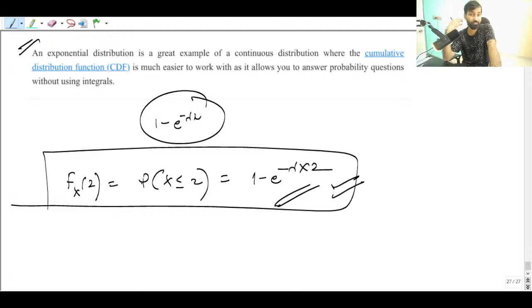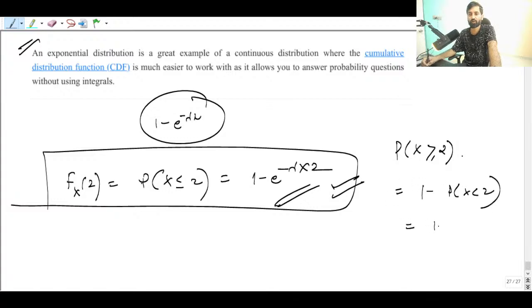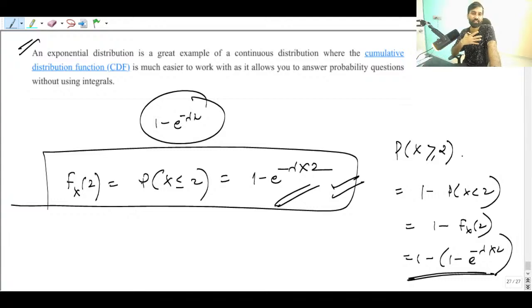Okay, so if the density function is given, right? If the density function is given and you have to compute, like suppose they are asking what is the probability of x greater than 2. So you can write this as 1 minus probability of x less than 2, right? So this is 1 minus F of 2. 1 minus, 1 minus e raised to minus lambda times 2. That comes directly, the 1 and 1 will cancel, e raised to minus 2 lambda. Okay, if lambda's value is given, the answer will come, right?